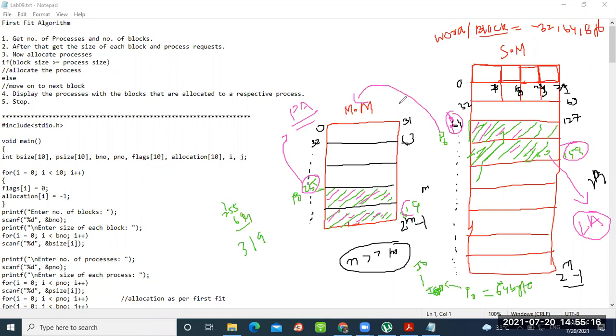What is continuous memory allocation? If I say it is not continuous, then what will happen? Is it clear to all of you what continuous memory allocation is? Is there any doubt regarding continuous memory allocation?